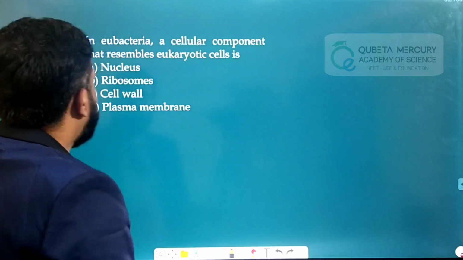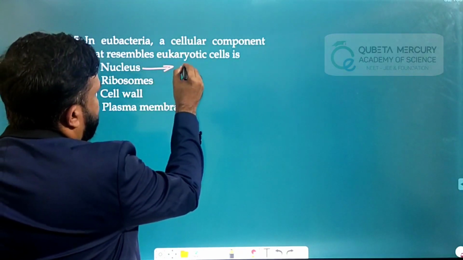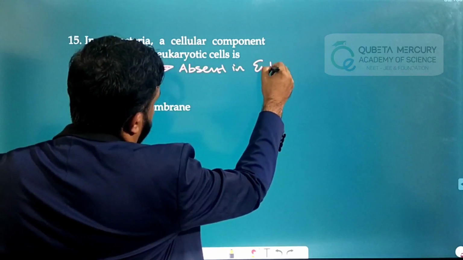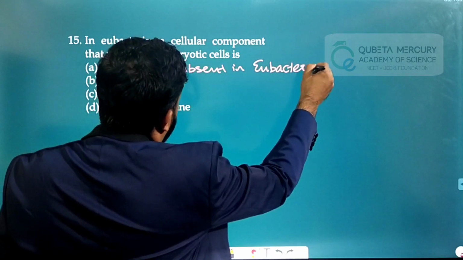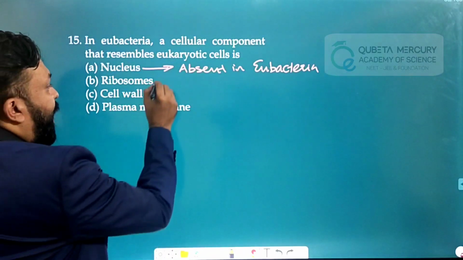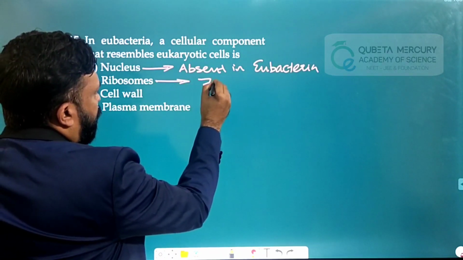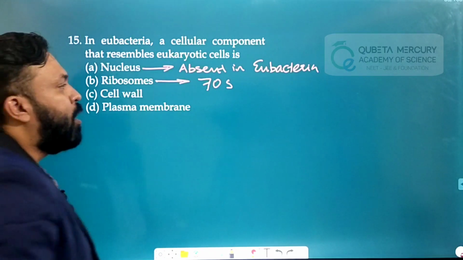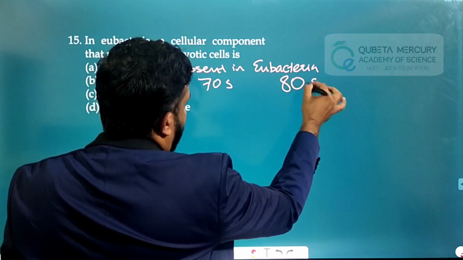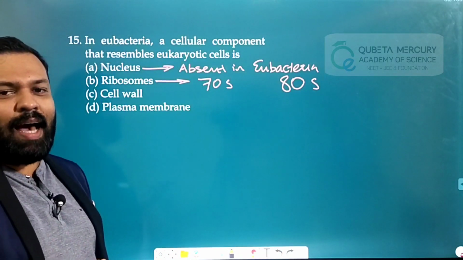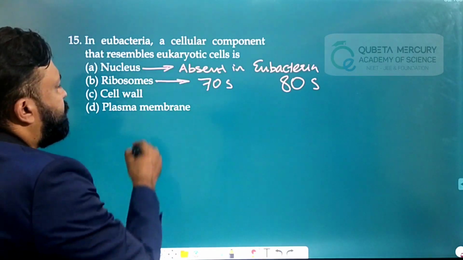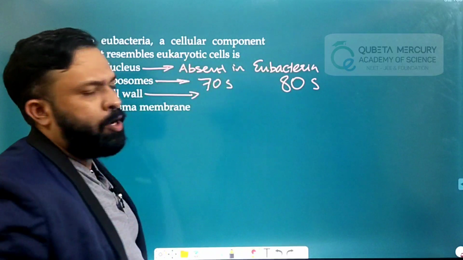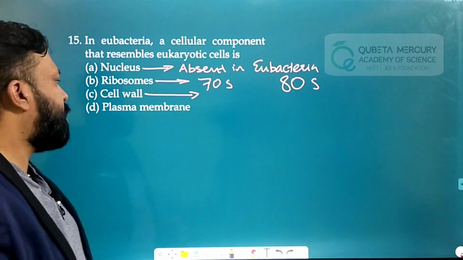Yes, the first option, nucleus. Nucleus is absent in bacteria, absent in all prokaryotes. So eubacteria are also devoid of nucleus. Regarding ribosome, the bacterial ribosome is 70S, made of smaller 30S and bigger 50S subunits. But in eukaryotes, the ribosome is 80S, made of smaller 40S and bigger 60S subunits. Cell wall, yeah, for bacteria there is a cell wall, but not all the eukaryotes have a cell wall, especially animals are lacking cell wall.